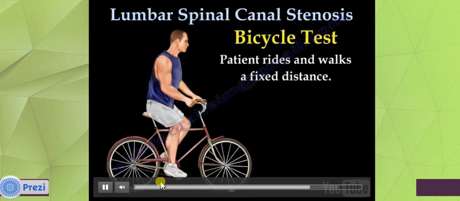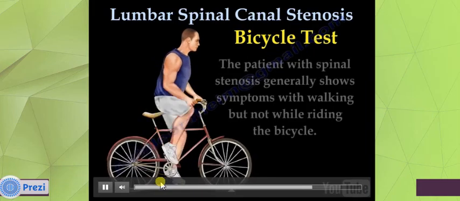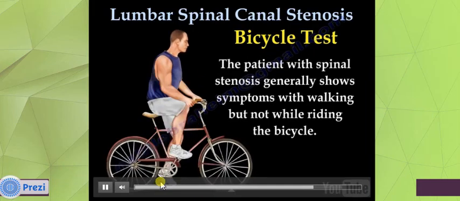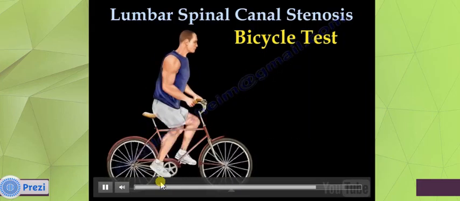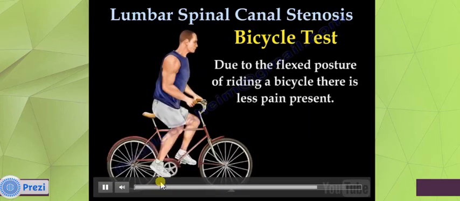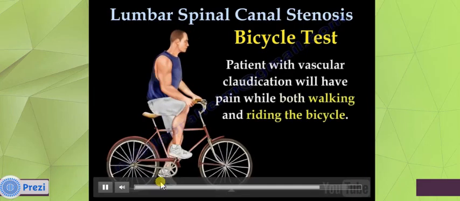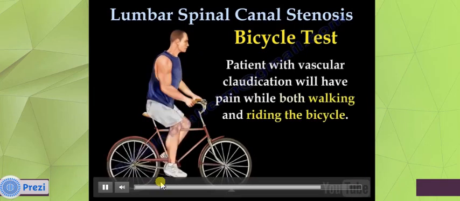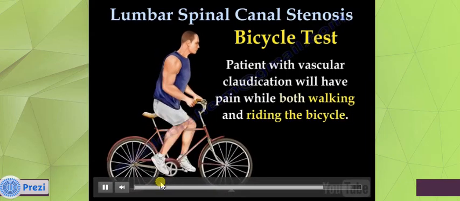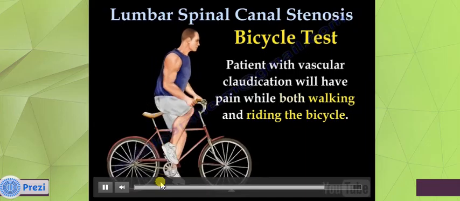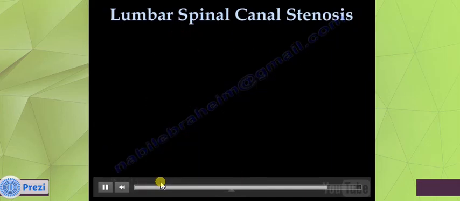Bicycle test. The patient rides and walks a fixed distance. The patient with spinal stenosis will show symptoms with walking but not while riding the bicycle, because he's flexing his spine when he's riding a bicycle, so the pain improves. The patient with vascular claudication will have pain while he's walking and while he's riding the bicycle. Posture doesn't mean anything for a patient with vascular claudication.